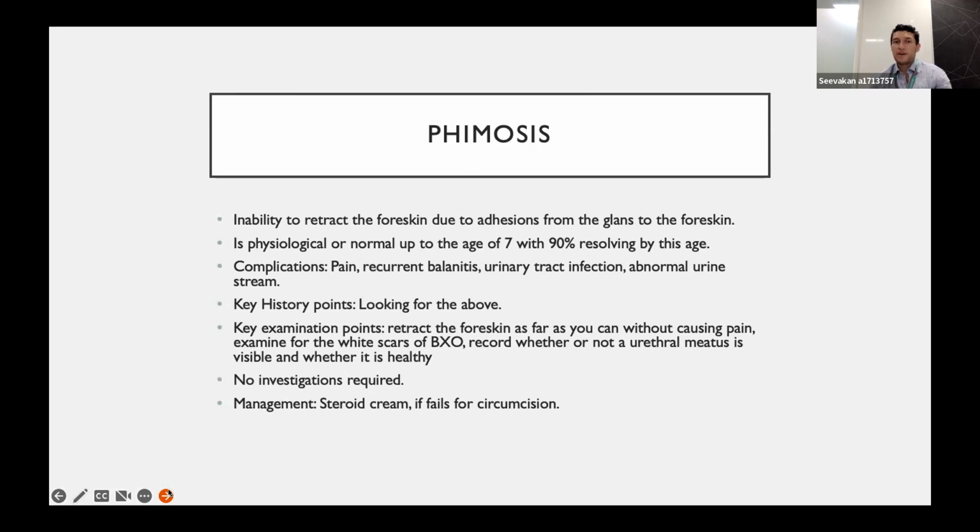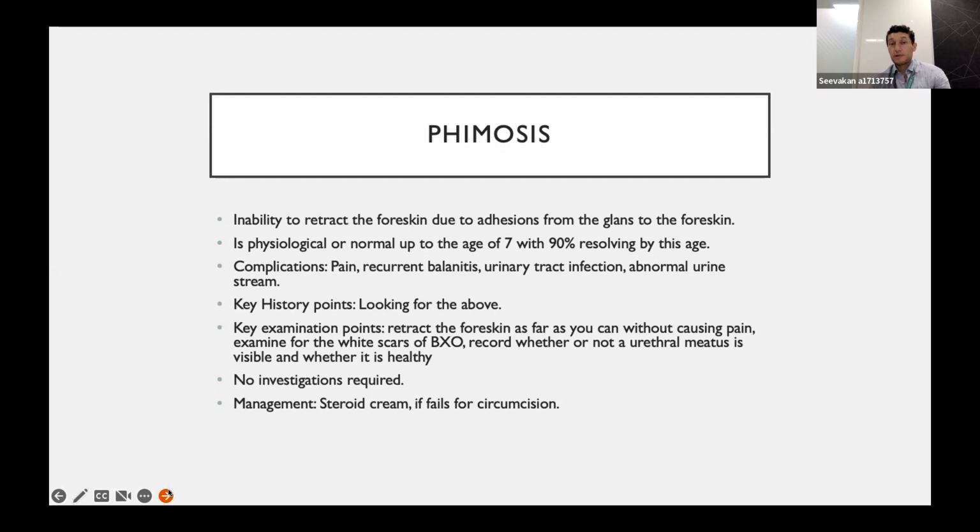The reason why we care about phimosis is that it can cause pain and recurrent balanitis, so they can get infections of the tip of their penis because of bacteria trapped underneath that they can't get under there and clean. You can even get urinary tract infections from it, and an abnormal urine stream, so the urine stream kind of forking everywhere. The key part of the examination is being able to tell how far you can pull the foreskin back. So you can say, I can get it to see about 50% of the glans, or 75% of the glans, or 10% of the glans, or I can't see any of the glans.